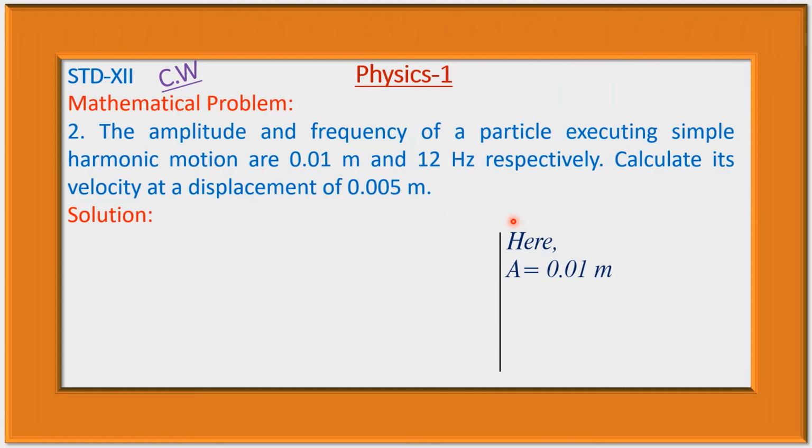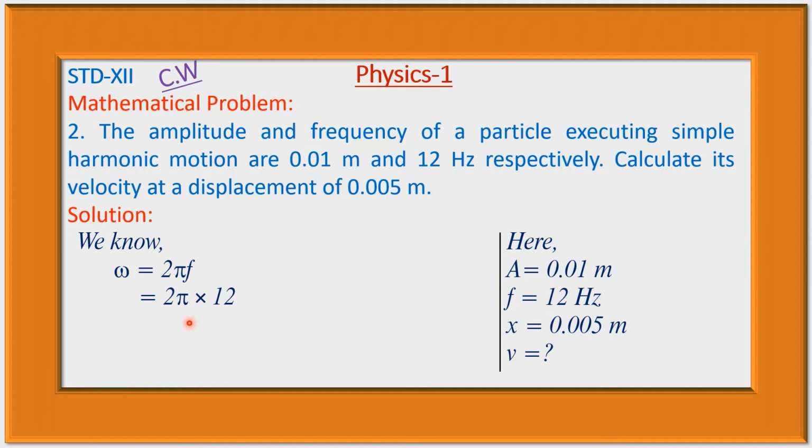Here amplitude A is equal to 0.01 meter, frequency 12 hertz, and displacement 0.005 meter. We have to determine the velocity at this displacement. Velocity is equal to what? And we know omega is equal to twice pi f, and this is equal to twice pi into frequency 12 hertz. So this is 75.398 radian per second. This is the value of omega.